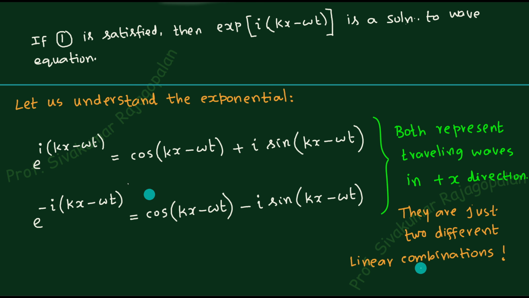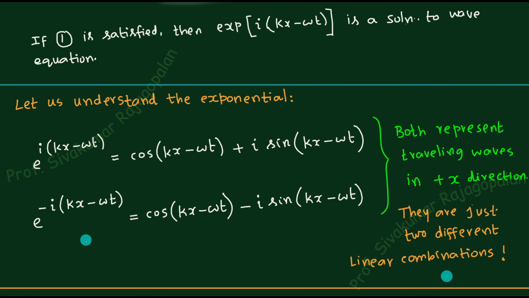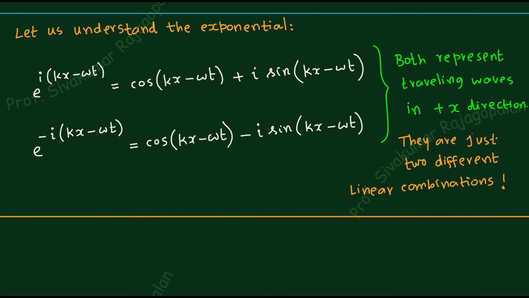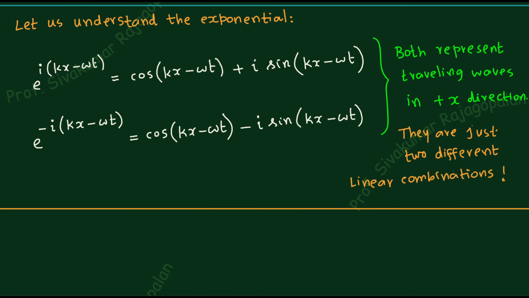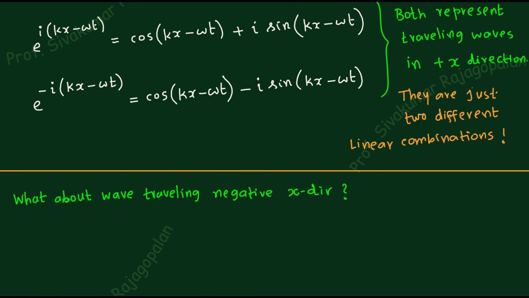And everything is only a linear combination, and therefore we will have to consider this plus this as the general solution to the wave equation. So that is the first point. And a very similar thing I would like to write once again, so that it will be clear now. Let me write down what will happen if it is going to move in the negative direction.